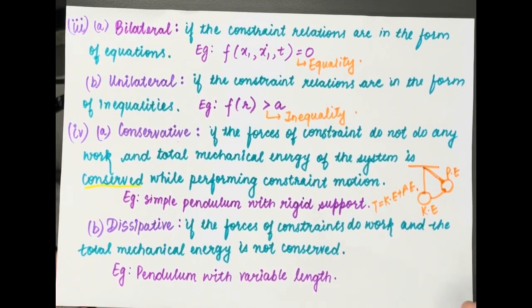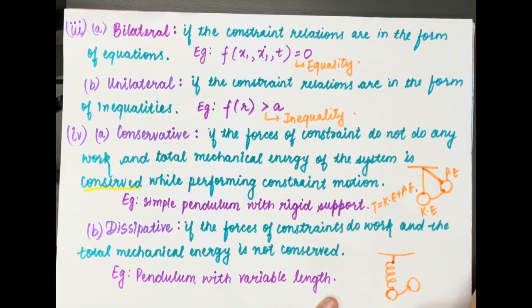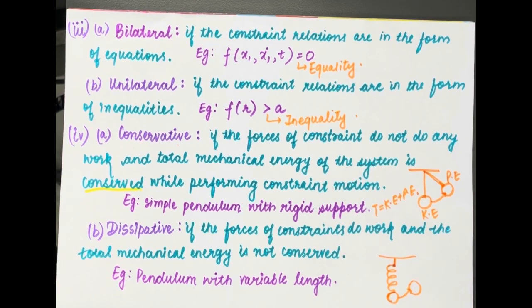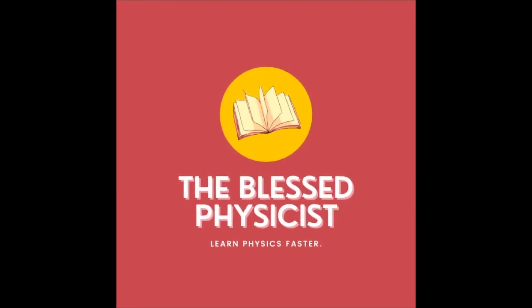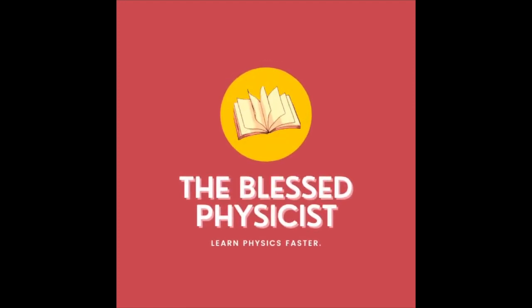The next is dissipative. If the forces of constraints do work and the total mechanical energy is not conserved. Example, pendulum with variable length. For example, in a pendulum, instead of this thread, we take a spring. While it will move from one position to the other, the length of the spring will vary. This is an example of dissipative constraint. So we are done with our topic of constraint. In the next video, we will be talking about generalized notations.